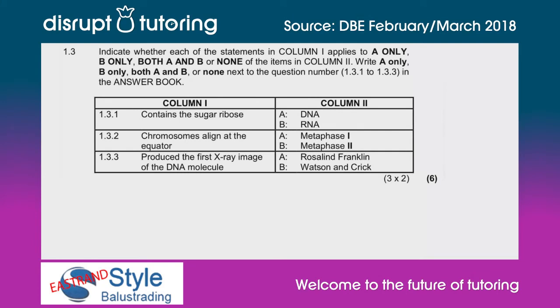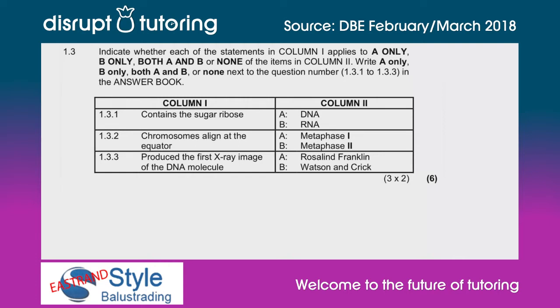Today I'm going to be taking you through a question on the history of DNA, which was taken from the February-March 2018 DB exam. So let's jump in. This is a match the columns, or select the option for each of the questions in the one column. It says, indicate whether each of the statements in column 1 applies to either A, B, or both A and B, or none in the second column. Write A only, B only, both A and B, or none next to the correct number.